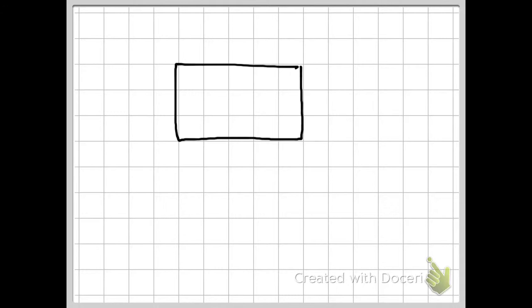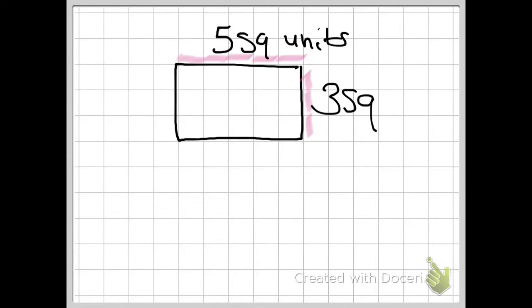We can also use graph paper to help us figure out units. I want to know the perimeter of this shape, or the distance around this shape. I can count up each square unit, how much each side takes up. So if I count here, I've got 1, 2, 3, 4, 5. So this rectangle is 5 square units across. And then I want to count the other side. So we have 1, 2, 3. This is 3 square units.